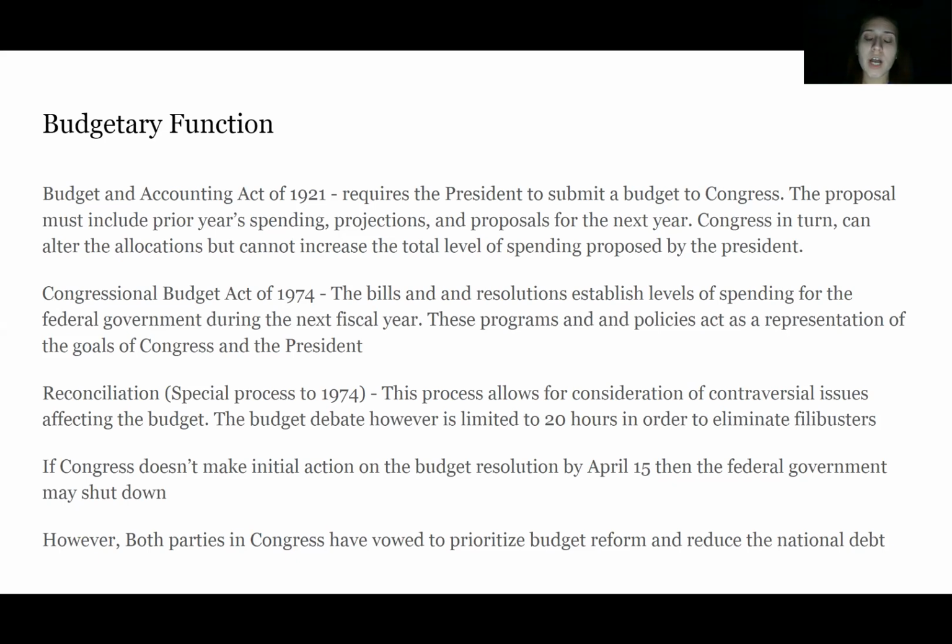However, both parties in Congress have vowed to prioritize budget reform and reduce the national debt. This was an agreement between both Republican and Democratic parties that it is a priority of theirs to make sure that as a nation, we are doing our best to limit debt and to allocate money appropriately.